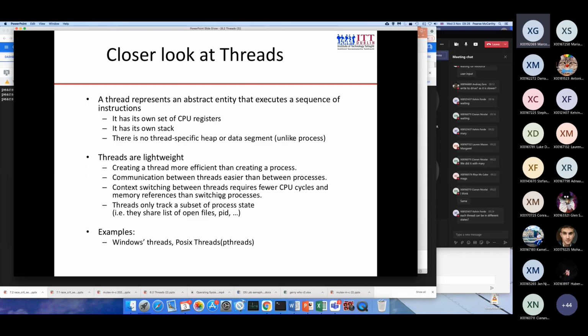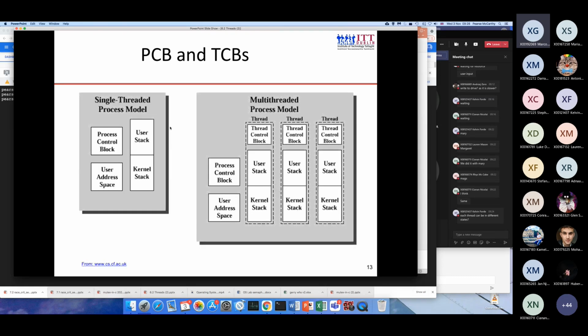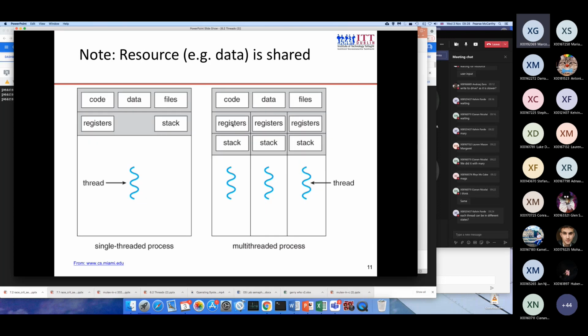So, a closer look. It's an abstract entity that executes a sequence of instructions, has its own set of CPU registers, its own stack, and it has no thread-specific heap or data segment. Don't worry about that line for the moment, I'll come back to it. These two lines are the important part, and these are the ones I explained when you're getting context switched on and off the CPU. You obviously need your own register copy and stack, because otherwise, remember what happens when you get a context switch. You get stopped. So where you are right now, all your registers, all your program counters, all that sort of jazz, a copy must be made.